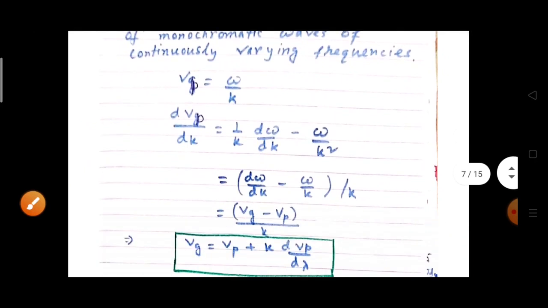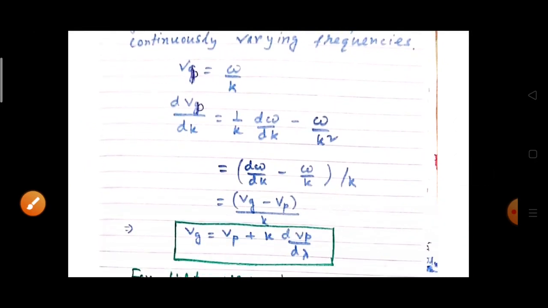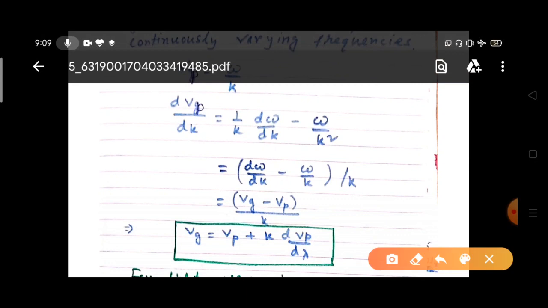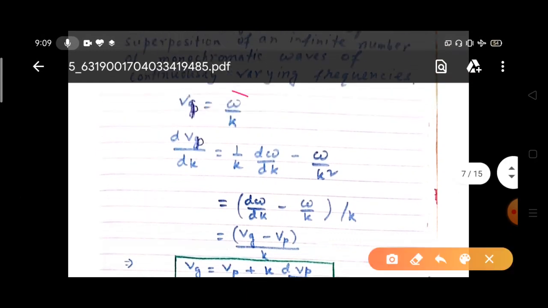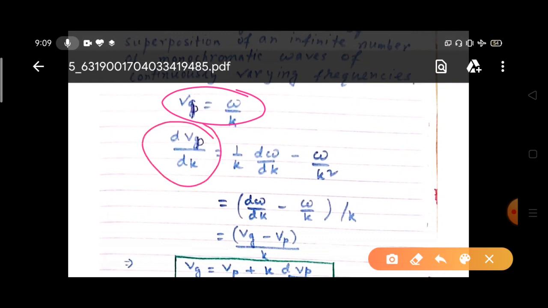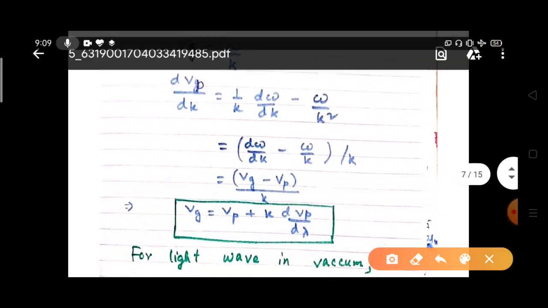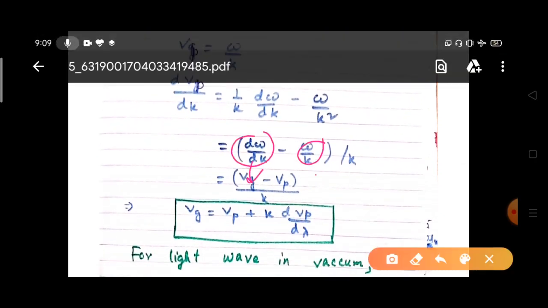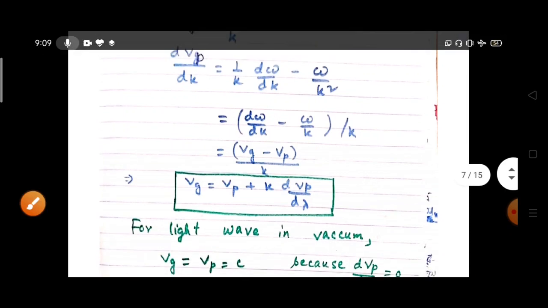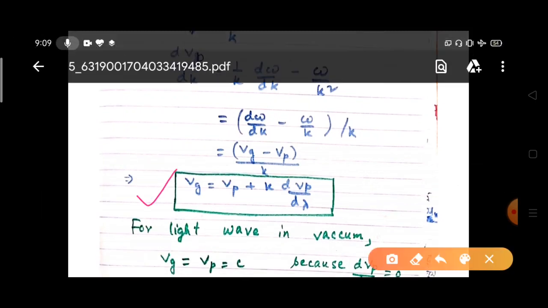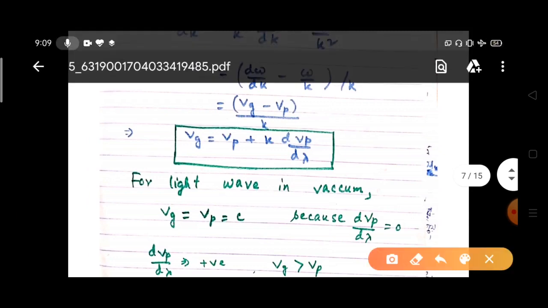So what will be the relation between Vp and Vg, that is phase velocity and group velocity? We know that Vp is omega by k, and if we take the derivative with respect to k, that is dVp by dk, we will get 1 by k d omega by dk minus omega by k square. After simplifying, writing d omega by dk as Vg and omega by k as Vp, we get Vg equals Vp plus k into dVp by d lambda. Now look at this term. What is denoted by dVp by d lambda?